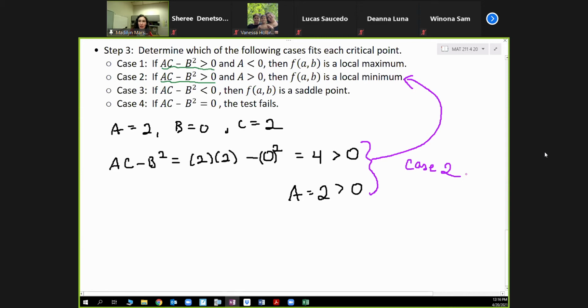So AC minus B squared is positive, which means it's either case 1 or 2. Since A is also positive, we have a local minimum. So there's a local minimum at this point. When x is 5 and y is 1, we have a local minimum. Just like in 2 dimensions, this does not tell us what that local minimum actually is. So we need to do one more step.